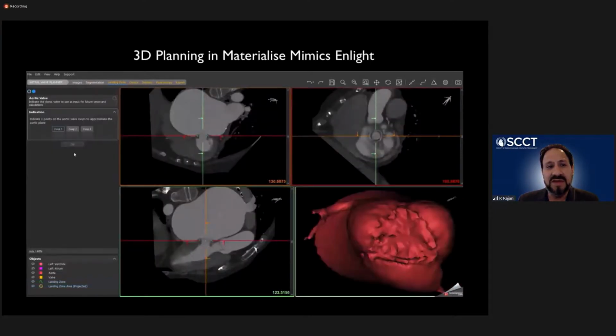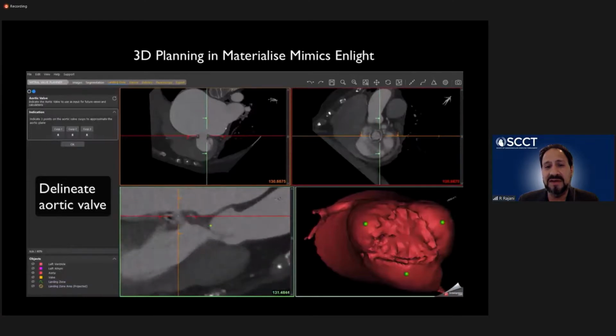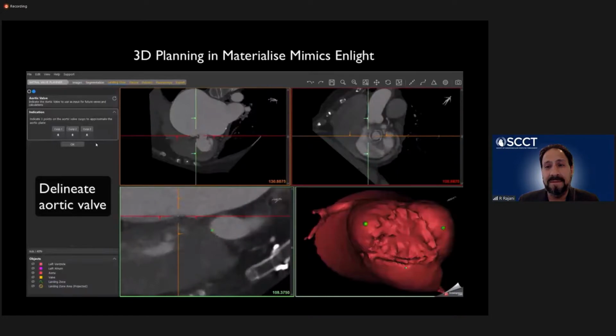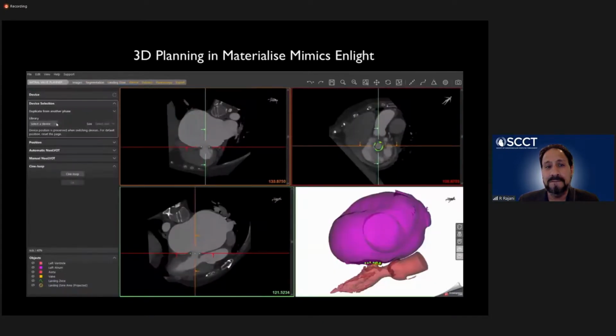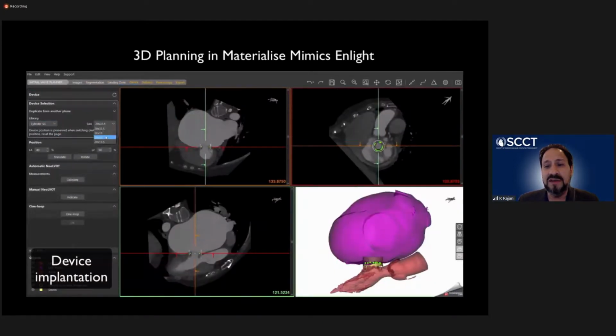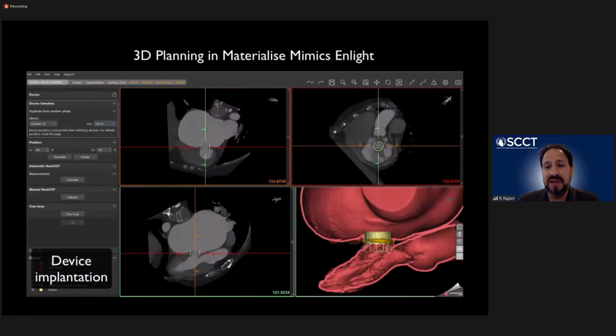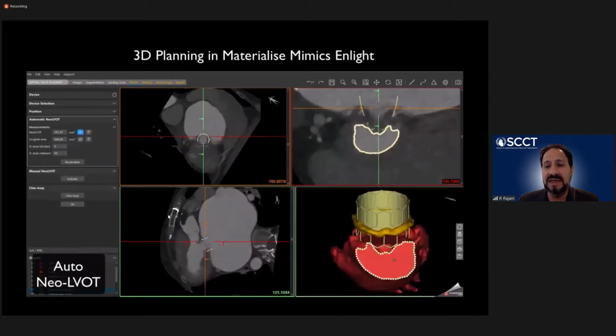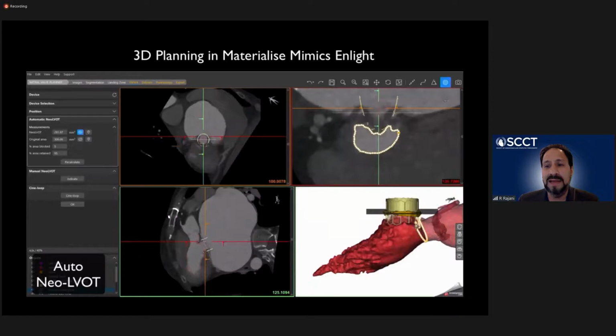So once we've measured the size, we're now going to delineate the aortic valve, since this is going to provide some anatomical boundary points for the procedure. And now we're going to virtually implant the valve. And you can see that once the valve is implanted, we can move it towards the left atrium or down towards the left ventricle, because clearly the height of deployment will impact on the neo-left ventricular outflow tract area.